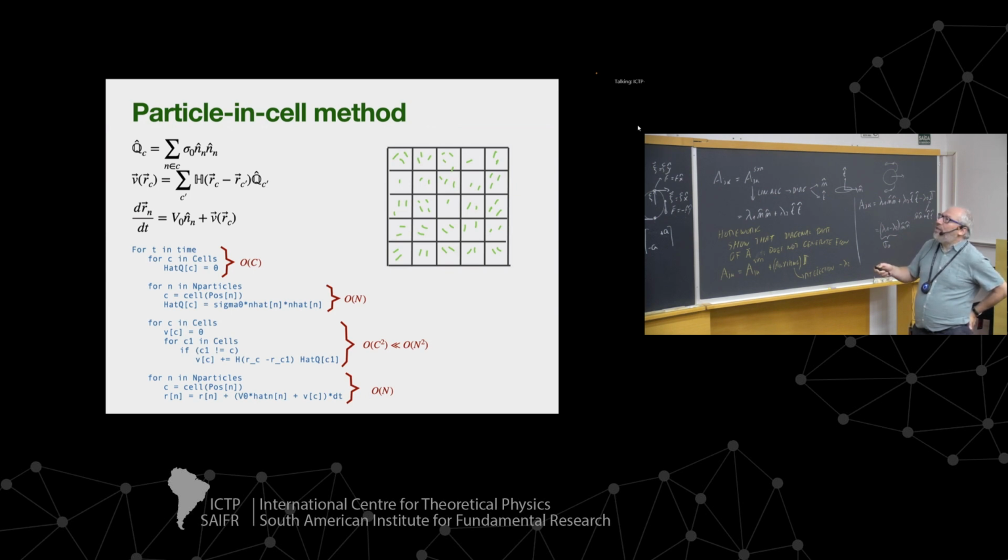For all cells, first you say that the total hat Q is 0. That's okay. Here the drawing is not correct. Okay, so that costs you a total time that is on the order of the total number of cells, of course. Then for all particles, you compute.